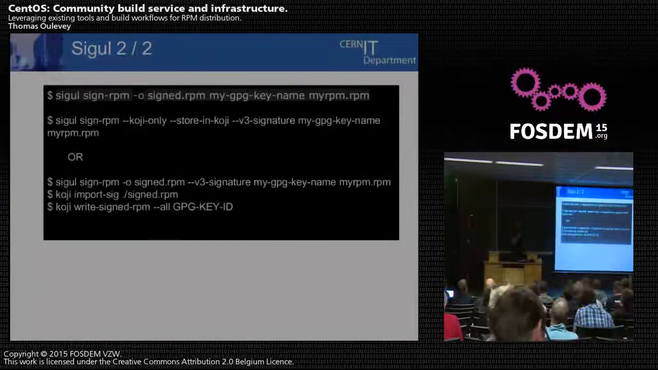I just wanted to show you a few commands on how it works. There are two ways. You can sign a package locally, or you can use Koji. Nothing fancy here, just the command line. Basically, there is a possibility to do some callbacks in Koji, so we will have a callback that calls this command when you finish building a package. This has been tested by many people around, so it should be fine.